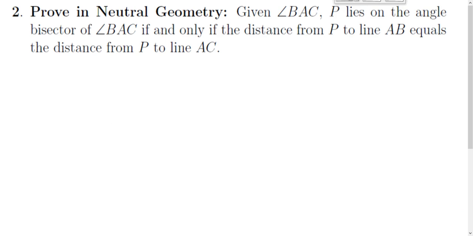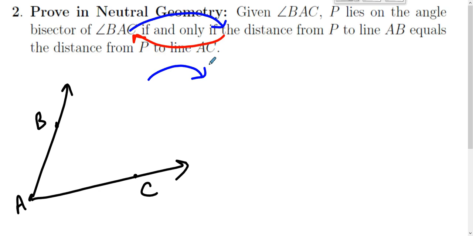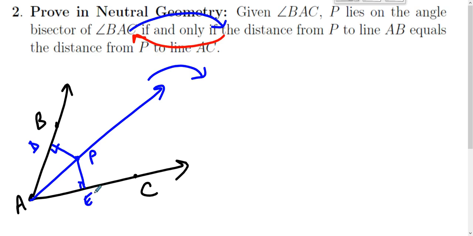One other thing I want to prove, that given some angle BAC, a point P lies on the angle bisector of angle BAC if and only if the distance from P to line AB equals the distance from P to line AC. Remember, this goes two ways. We have to prove both ends of the conditional. So we'll go this way first. We will assume that P lies on the angle bisector, and we will show that the distances to those two lines are the same. So for our arguments, and I won't write it out formally in this video, let's let the feet of those perpendiculars be D and E, because we're measuring distances from a point to a line, and the way we measure distance from a point to a line is along a perpendicular. So D and E are the feet of the perpendiculars from P to line AB and line AC respectively.